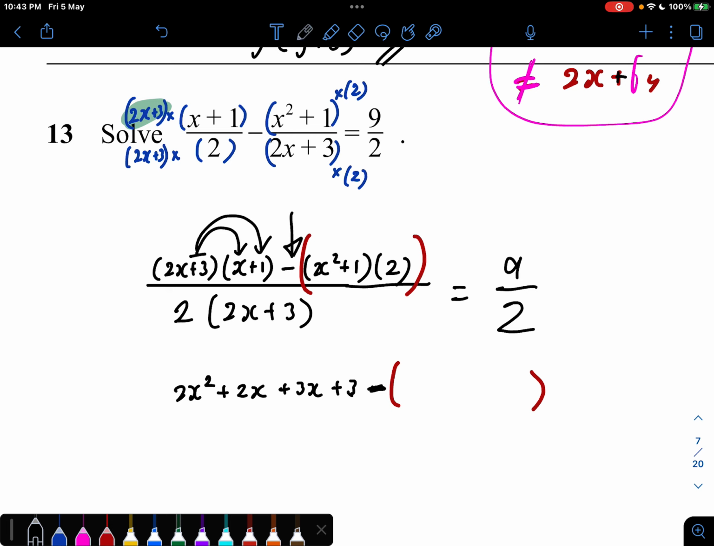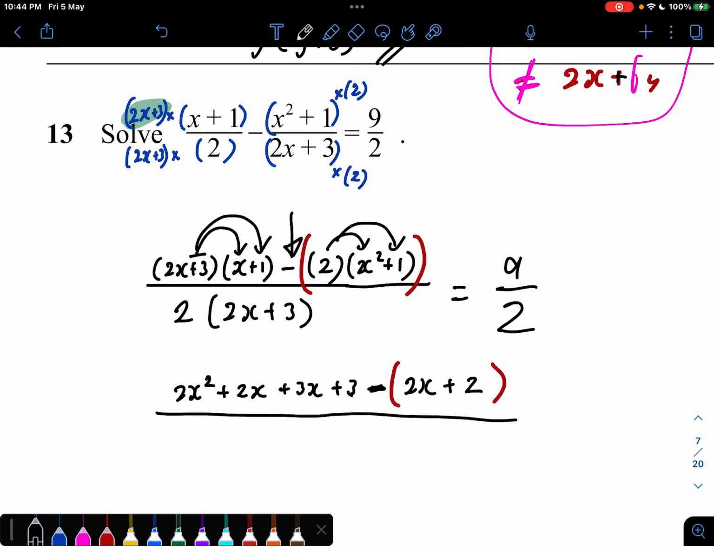x squared times 2, 2x squared. Positive 1 times 2, plus 2. If it's a bit confusing, you can always swap them around. So 2 on the left and x squared plus 1 on the right, like this. So 2 times x squared, 2 times 1, same thing. Because in multiplication, left times right, right times left is the same. 2 times 7, 7 times 2, they're the same. Okay, that's the numerator all over. Copy, copy, copy, and done.